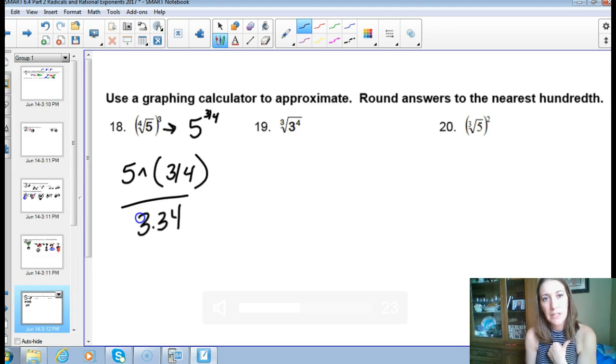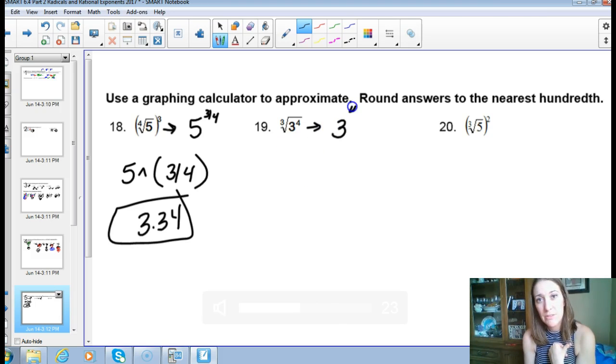The reason I'm telling you in the instructions to use a calculator on these is because they're not nice. All right, so here again, I'm going to rewrite it as 3 to the 4/3 power, and that's how I'm going to type it on my calculator. So 4.33.